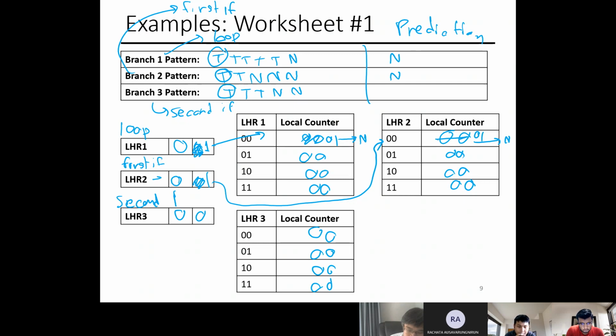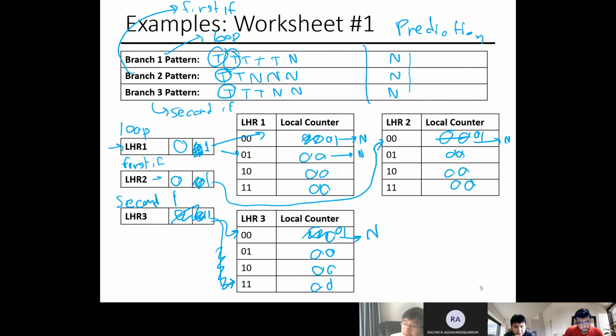Then you're trying to predict for the second if. Again, not taken, because you look here, and then, my bad, you look here and then here. So that is not taken. You update this to 0, 1. You update this to 0, 1, right? You predict not taken. So that's the first iteration. The second iteration, you now predict for this guy. So you look at the LHR for the loop. It's 0, 1. So I'm going to look here.